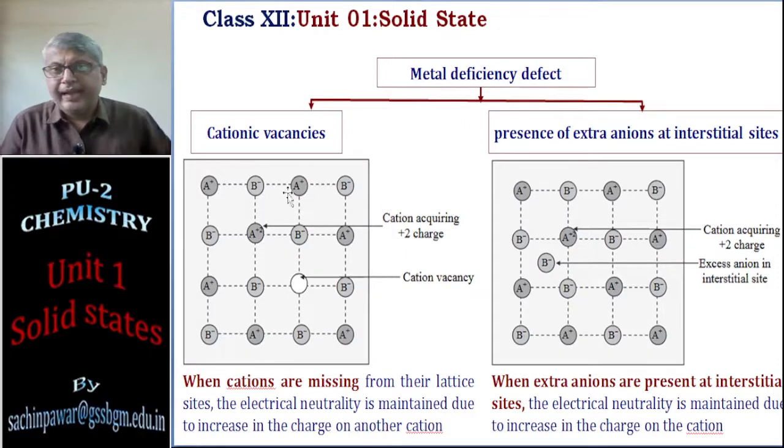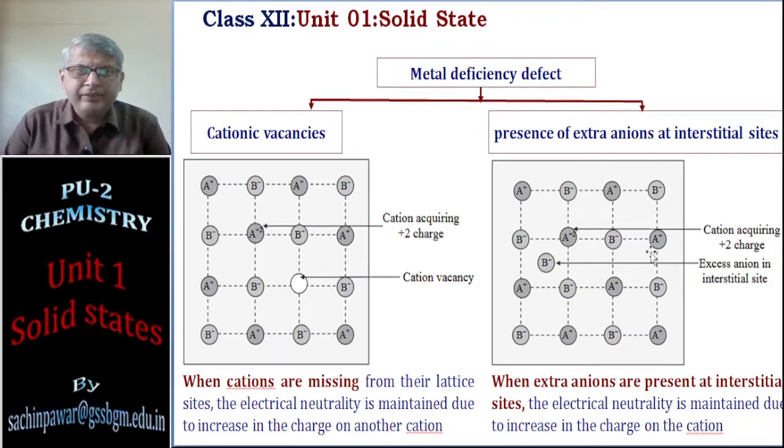Two possibilities. Let's see the examples for this. Here, cation vacancies. So just see the diagram here. If you see metal deficiency defect due to cation vacancies, what happens is that a cation is missing from its lattice site. This site, if you just take, a cation is missing from its lattice site and is creating a cation vacancy. And in this particular case, some anion is occupying the interstitial site.